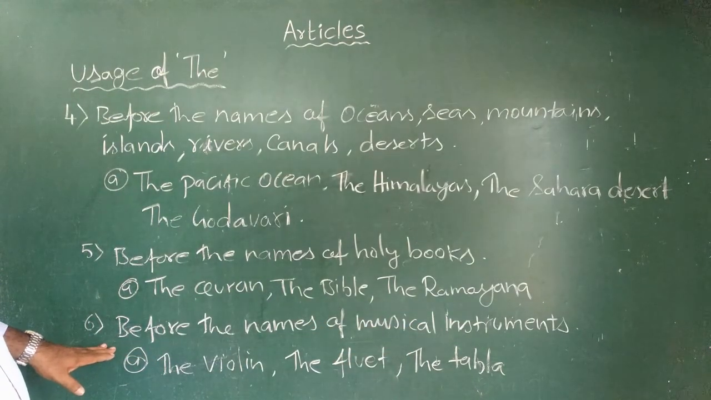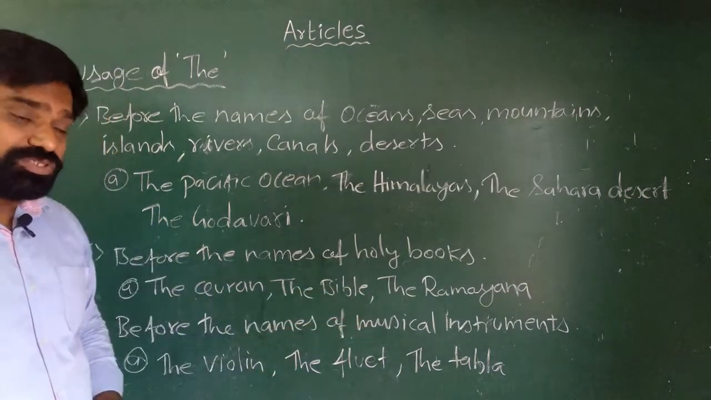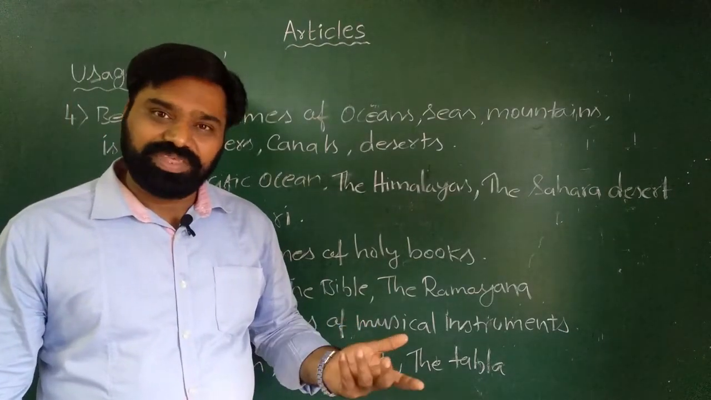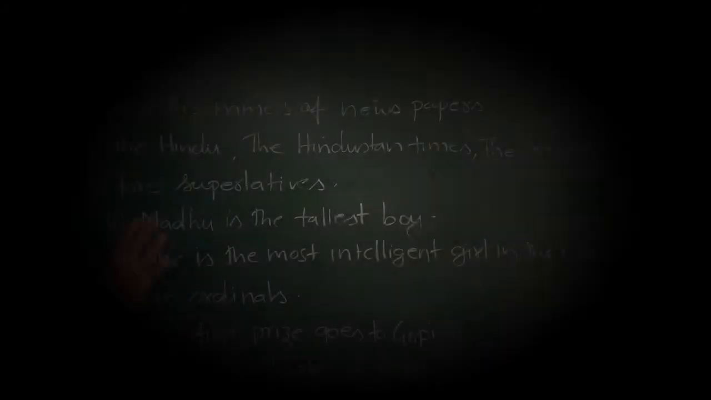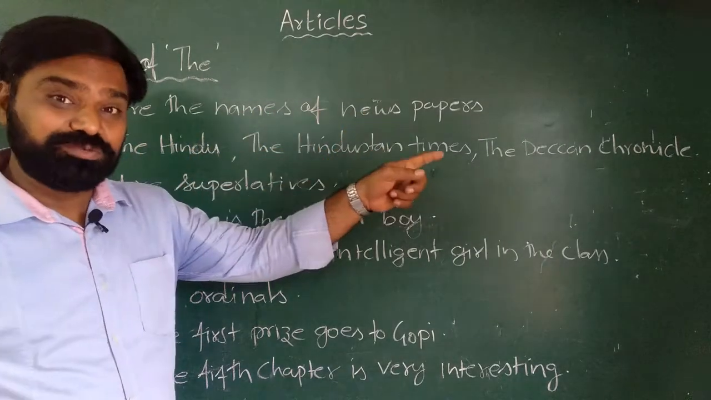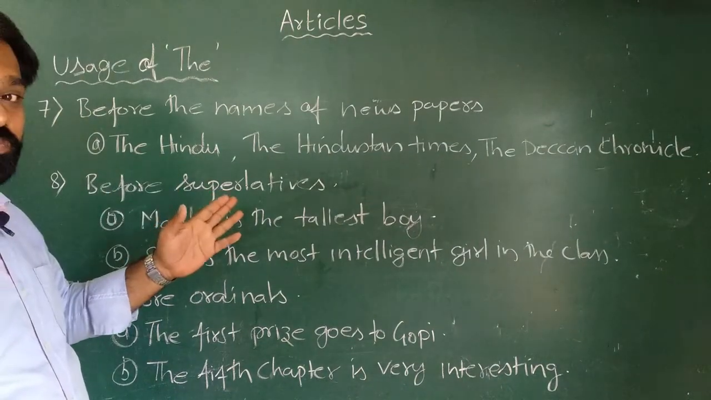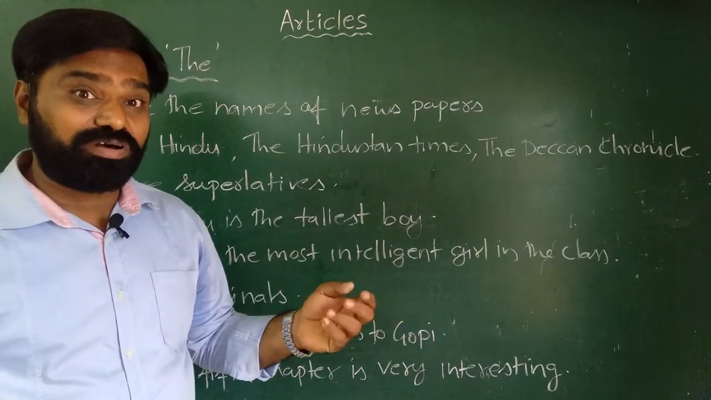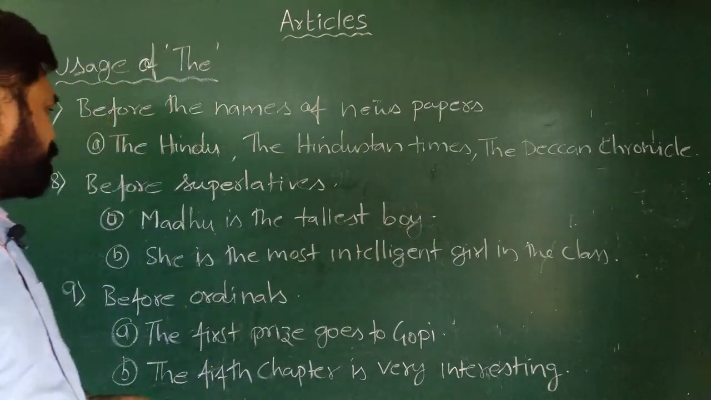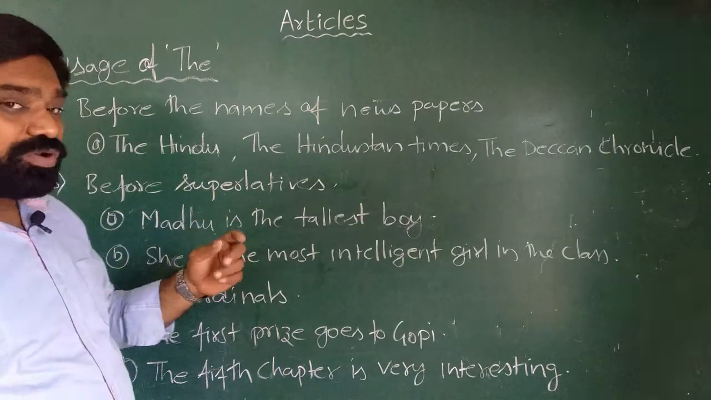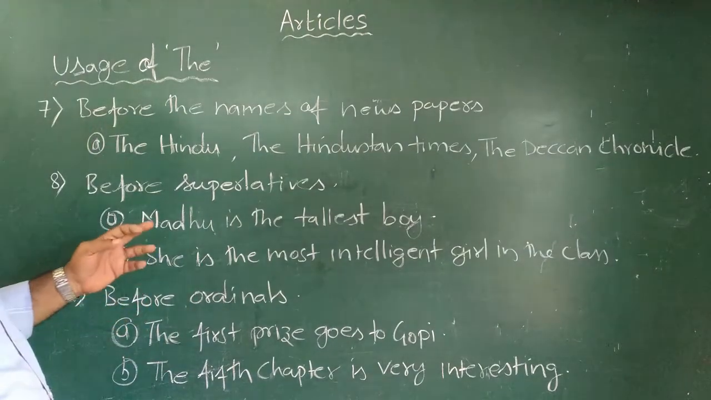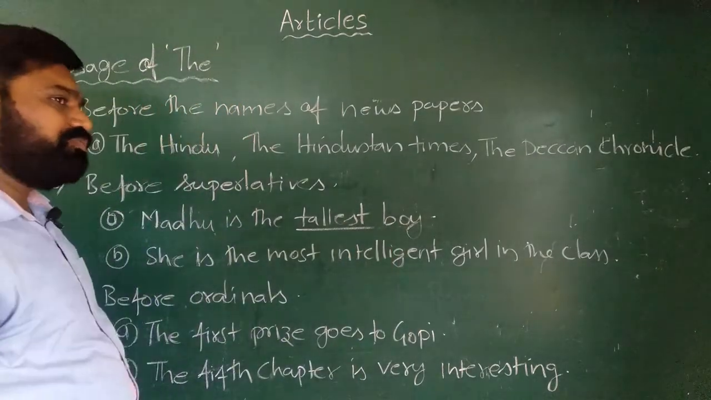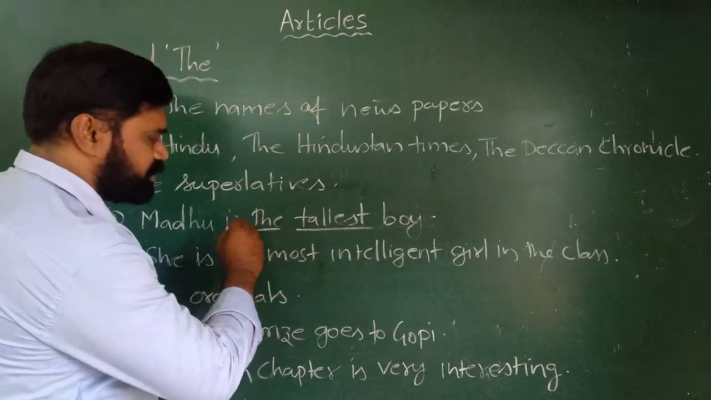We also use the article the before the names of musical instruments like the violin, the flute, the tabla, the piano, etc. Right? We use the before the names of newspapers. For example, the Hindu, the Hindustan Times, the Deccan Chronicle, the Indian Express or the Economic Times, etc. We also use the before superlatives. Right? For example, Madhu is the tallest boy. Here tallest is a superlative. So whenever we use a superlative, we have to use the article the before it.